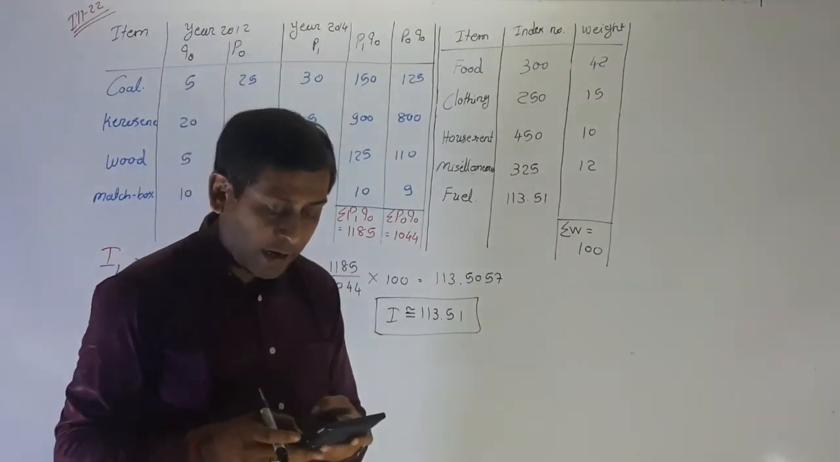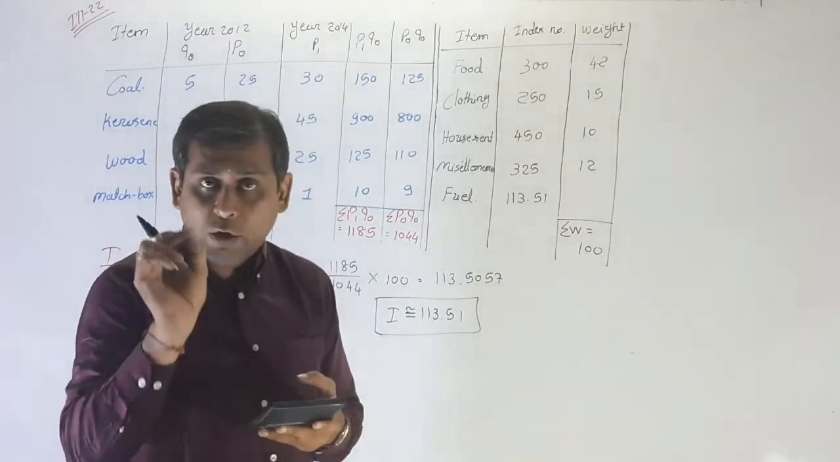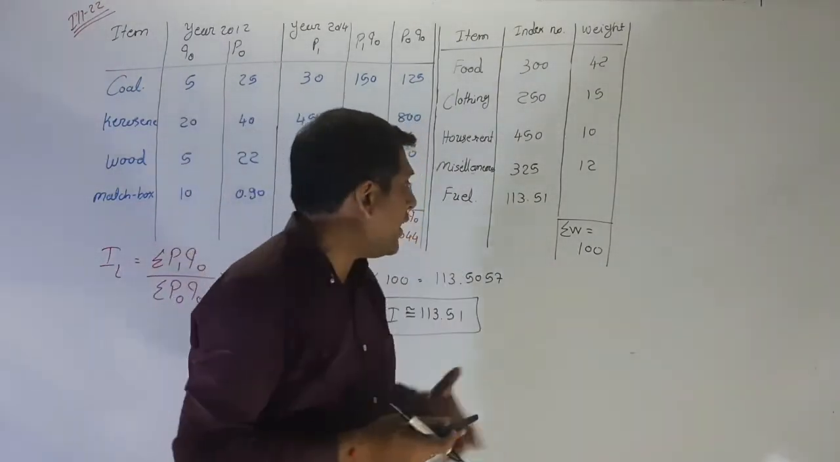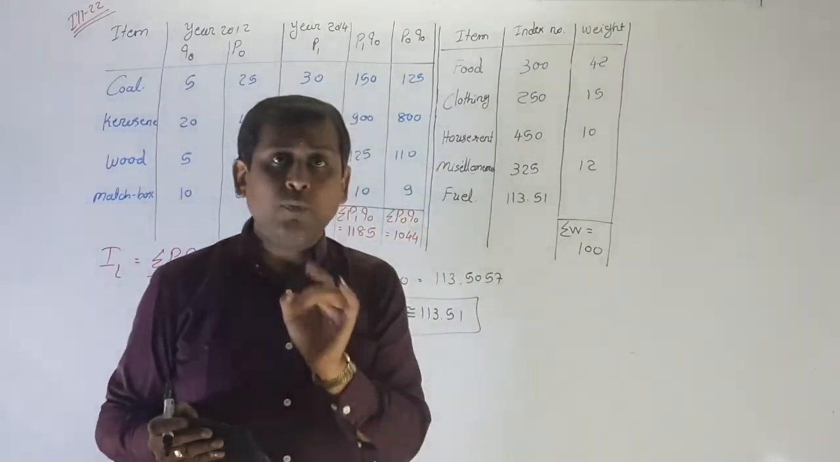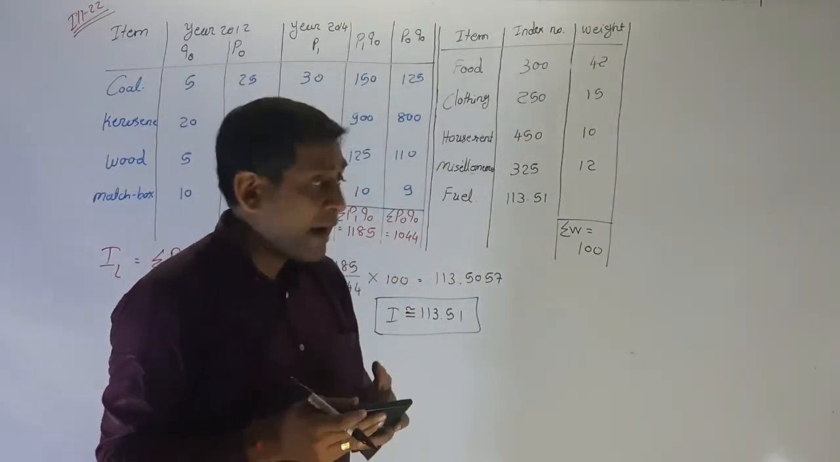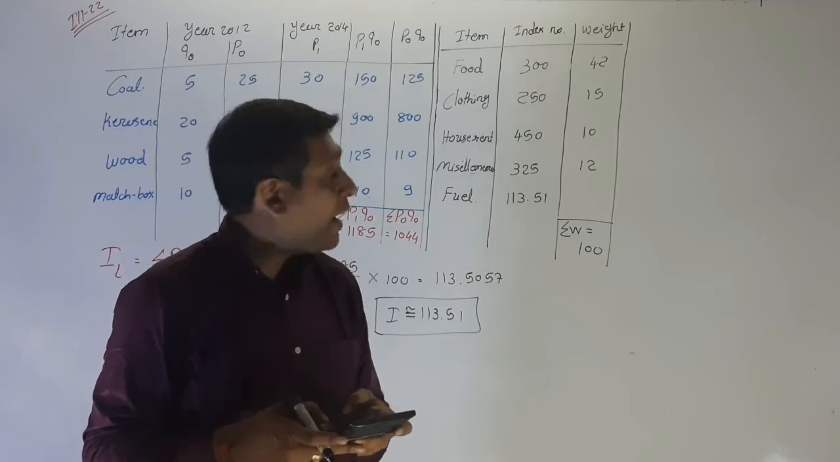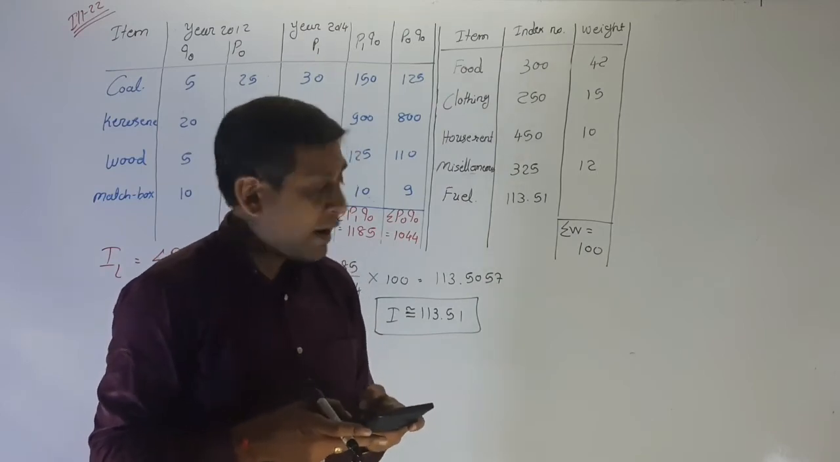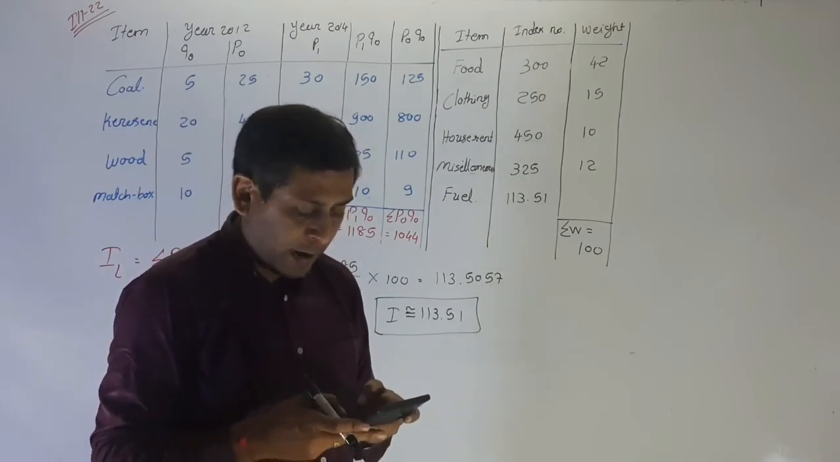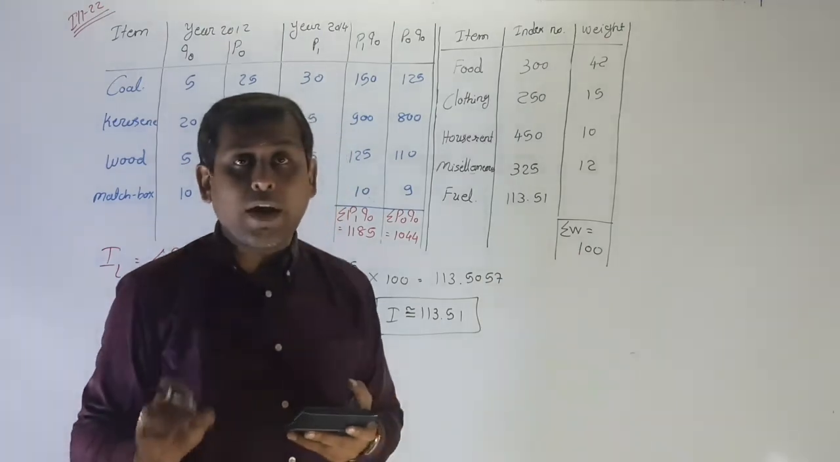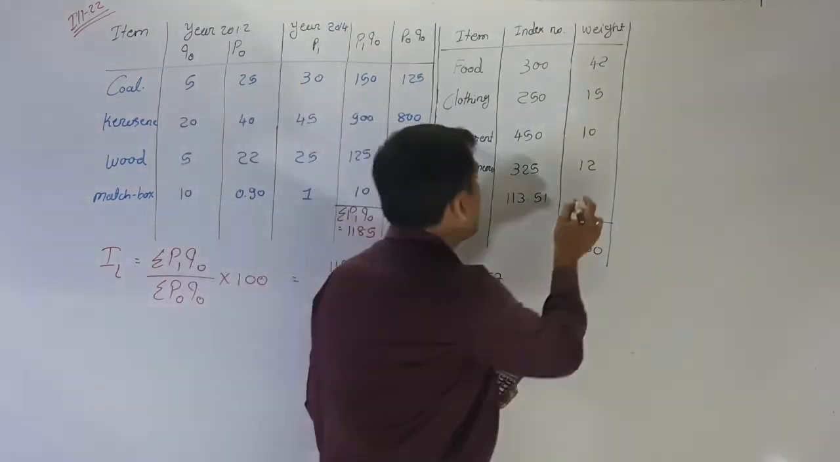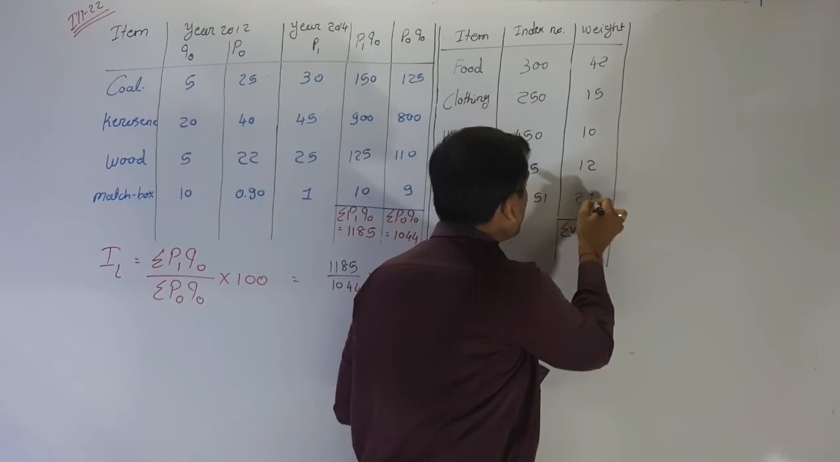See here, 100 minus, you have to do it on your calculator. 100 is the total of W, that is the weight. 100 minus 42 minus 15 minus 10 and minus 12. So the weight for the fuel item is 21.